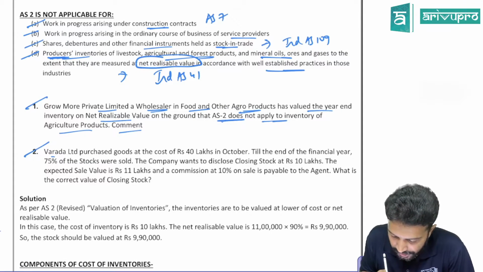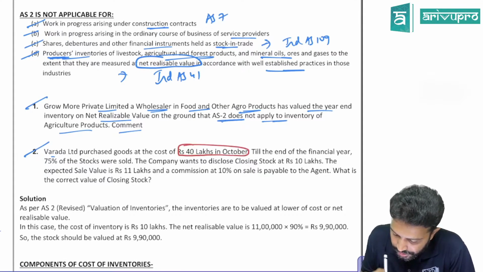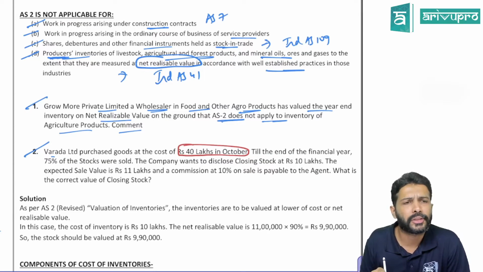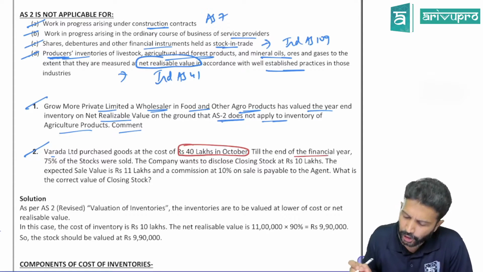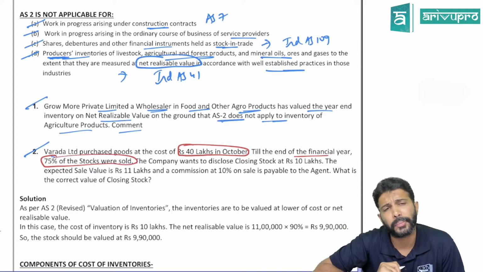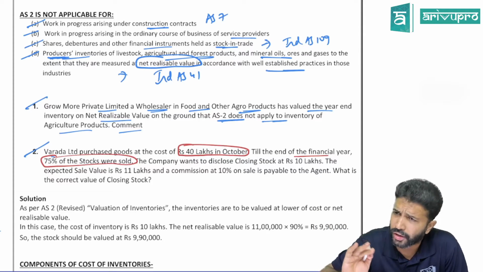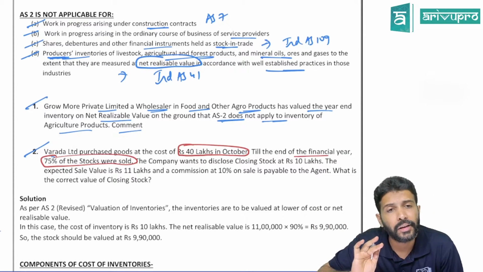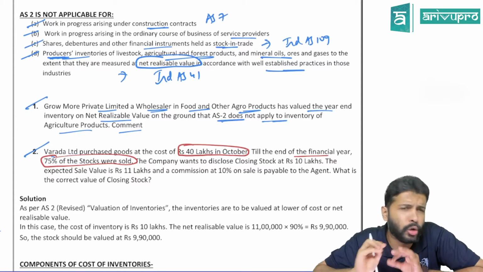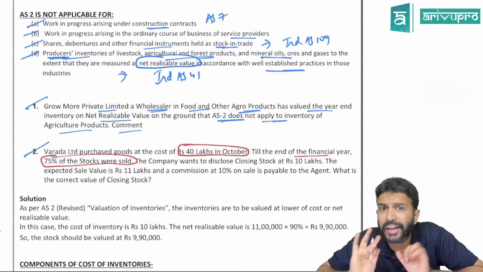Varada Limited purchased goods at a cost of how much? 40 lakh rupees. So they purchased some product by paying how many rupees? 40 lakh rupees. Till the end of the financial year, 75% of the stocks were sold. 75% of stock is sold means how much is remaining? 25% is remaining. What is remaining you call closing stock. That only we are trying to value.